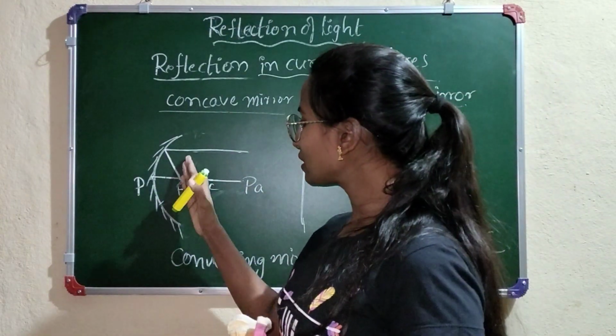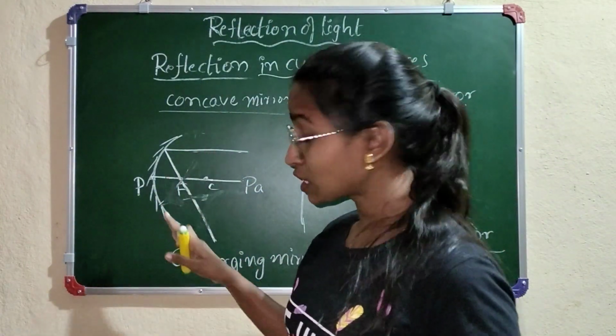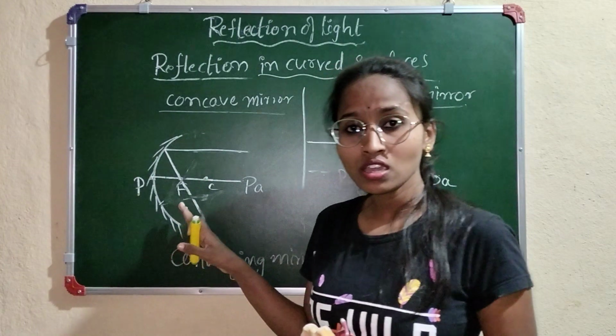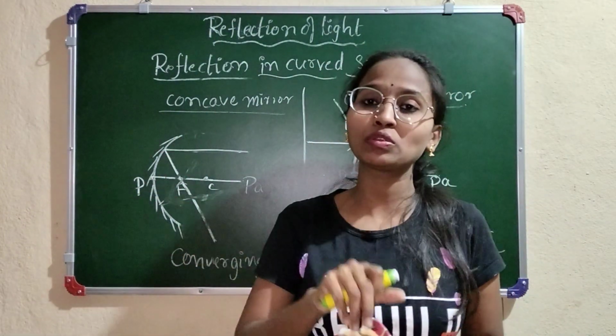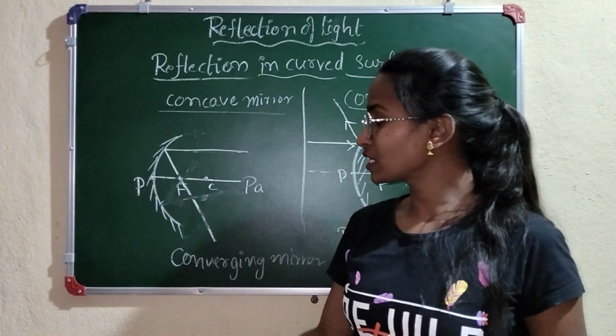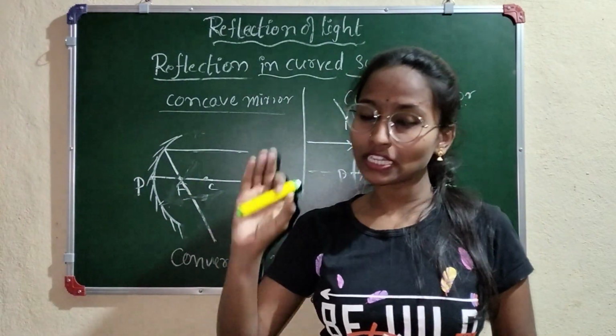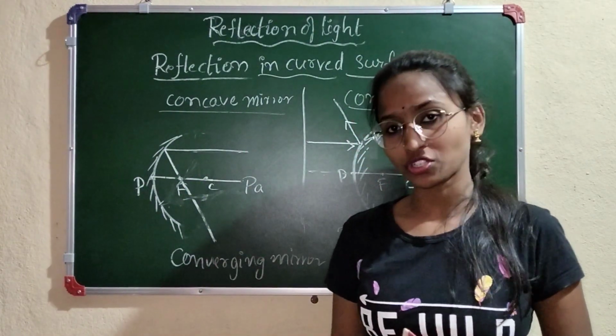In the concave mirror, what is happening? Based on the position where we are keeping an object, the image size, image shape and type of image will also change. That is the reason the concave mirror can form different types of images at different positions of the object.